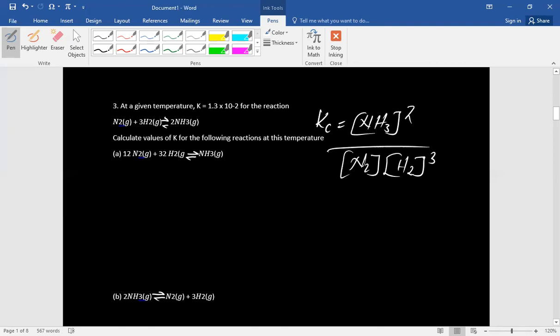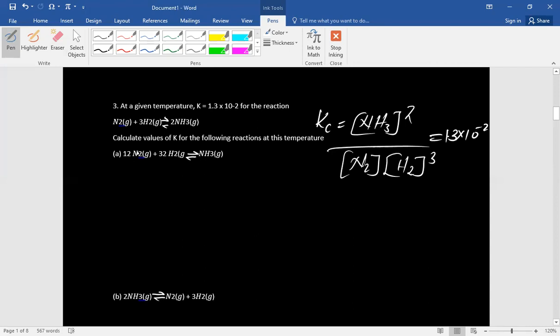So like that. So now, this is the one that is giving us 1.3 times 10 power negative 2, like that there. Okay, so now 1.3 times 10 power negative 2.